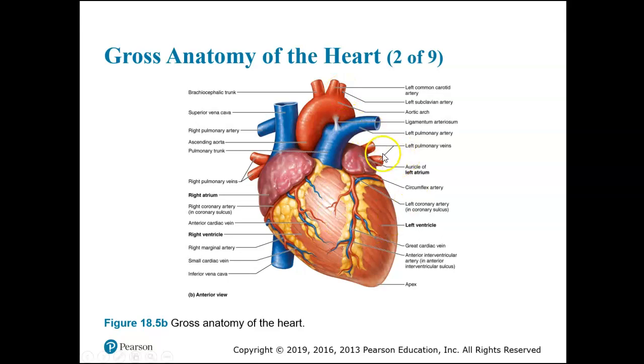You can see the pulmonary veins, the left pulmonary veins and the right pulmonary veins. See, this is the interventricular septum here, and then the atrioventricular septum. Okay, so inferior vena cava, superior vena cava.